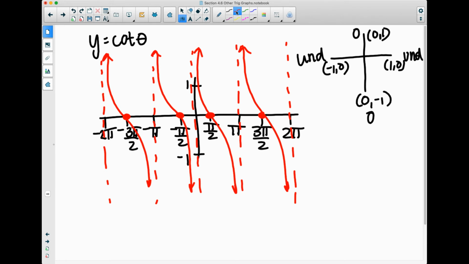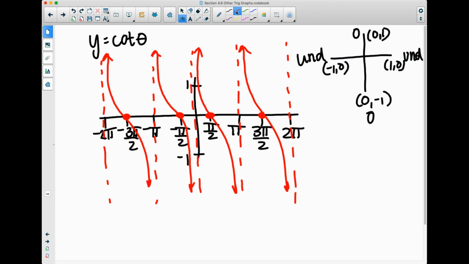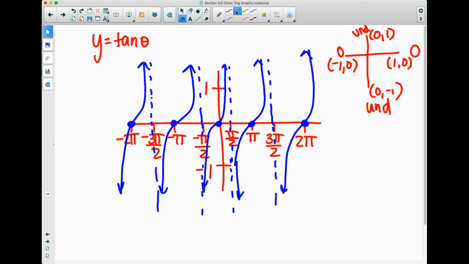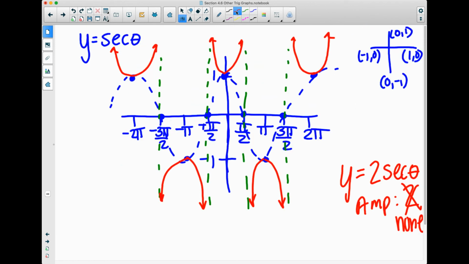So if you look at your tangent graph versus your cotangent, I always like to go back and forth. It's like it's dancing. Whatever. Y'all will find humor later. It's like disco.